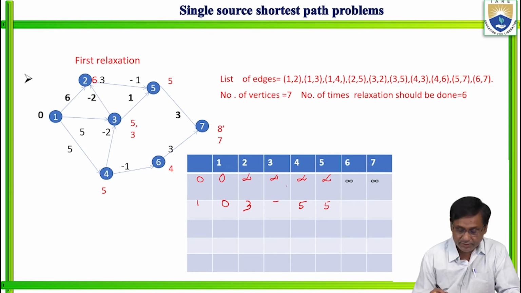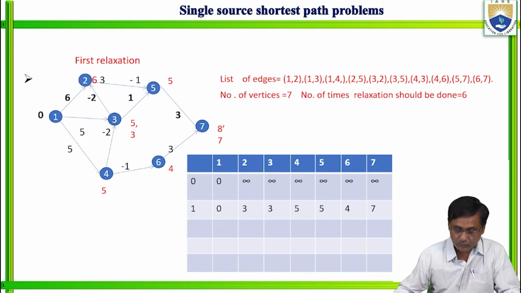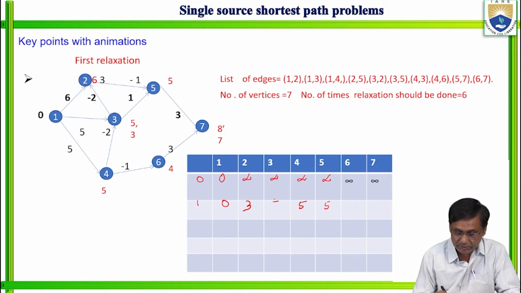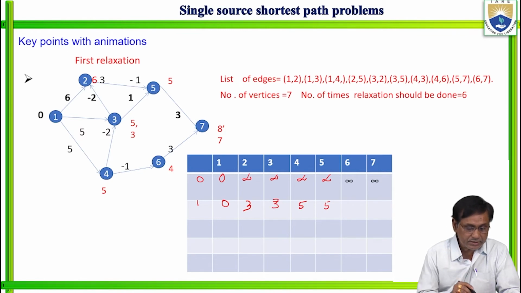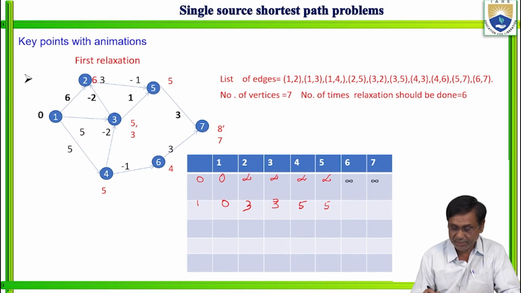Then, so next one is 3. Then 3 to 5. 3 to 5, how much? This is 5. This is 1. But this is 5 only. That is the minimum. So that we can take it as 3. So 1 to 3 is 3 only, because 5 minus 2 is 3. That is the minimum we have to consider.